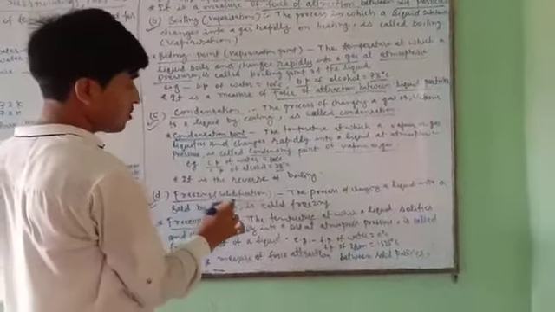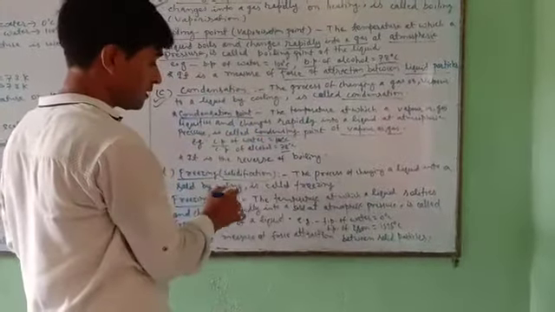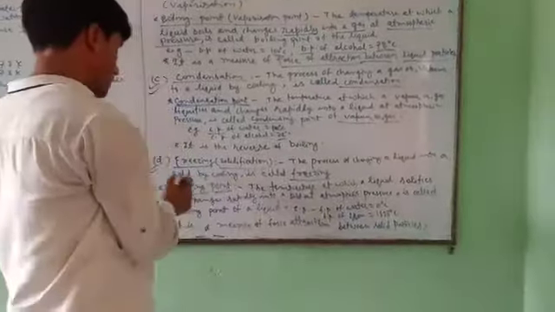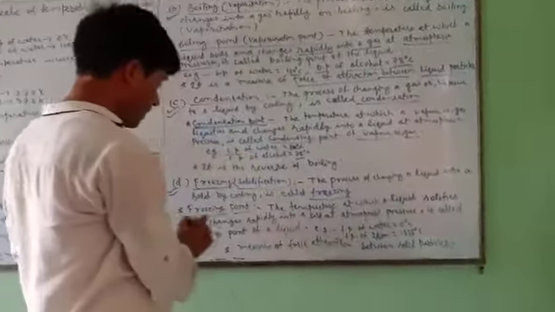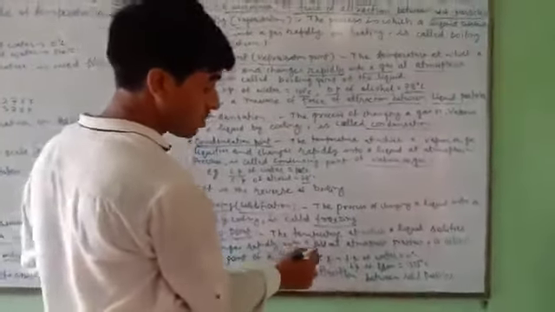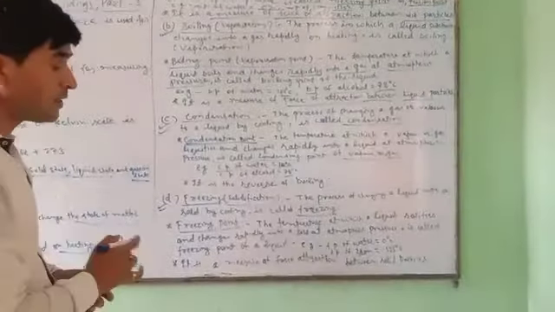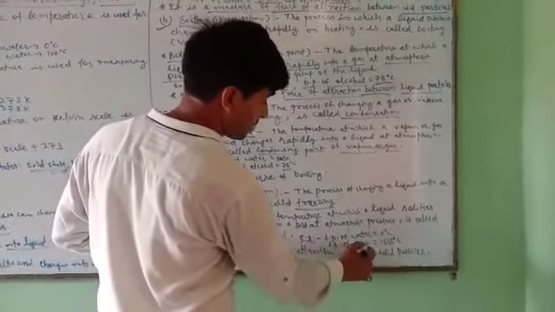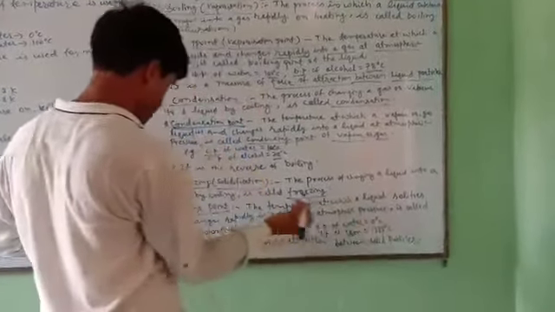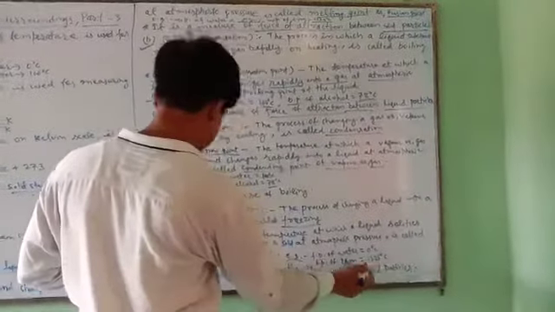Now the fourth one is freezing or solidification. The process of changing a liquid into a solid by cooling is called freezing. What is the freezing point? The temperature at which a liquid solidifies and changes rapidly into a solid at atmospheric pressure is called the freezing point of a liquid. For example, the freezing point of water is 0 degrees Celsius and the freezing point of iron is 1535 degrees Celsius. It is also a measure of force of attraction between solid particles.